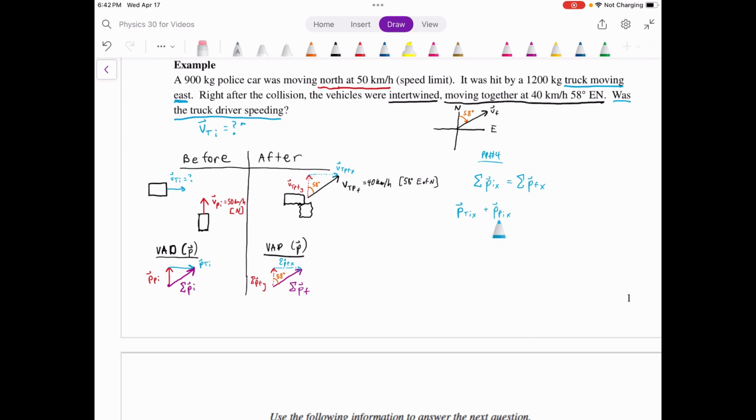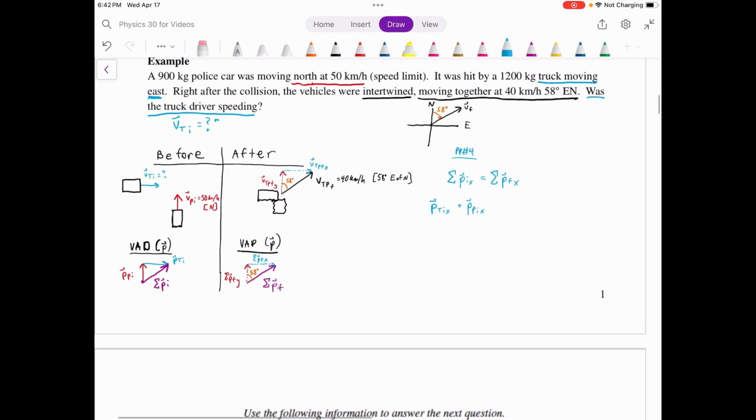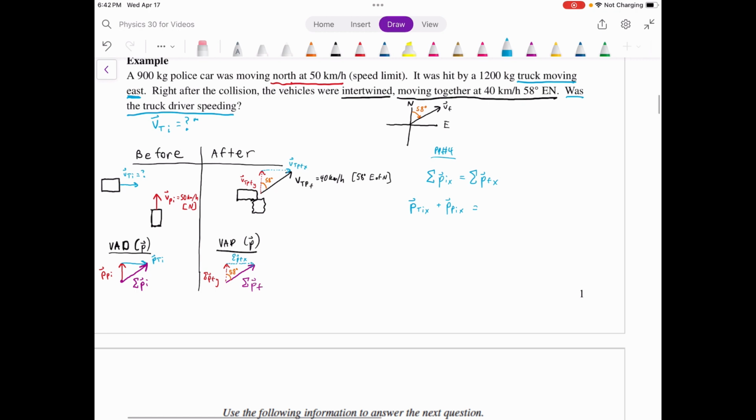But I'm emphasizing the point: what is the total initial x momentum? It's the sum of every object's x component of its initial momentum. Some of them might be 0, that's okay. But the idea of what the total initial x momentum is is always the same. Add up the x components for every object initially. And the same goes for the final. What's the total final momentum? Well, finally, we only have one object, so we only have one x momentum to think about: the momentum of the police truck combination that we now have, final, its x component.